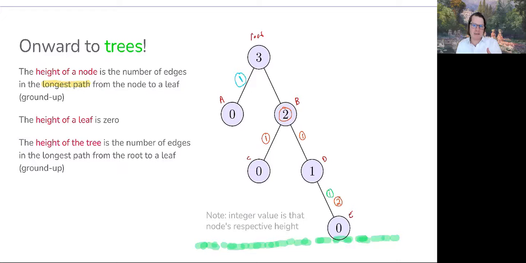Well, guess what? That means we've traversed one edge to get to B. B is communicating a height of 2. 1 plus 2 is going to give us a height of 3, which is going to be the longest path from the root to a leaf. And that path is going to be this one, which requires us to traverse 1, 2, 3 edges. So the height of our tree is effectively 3.